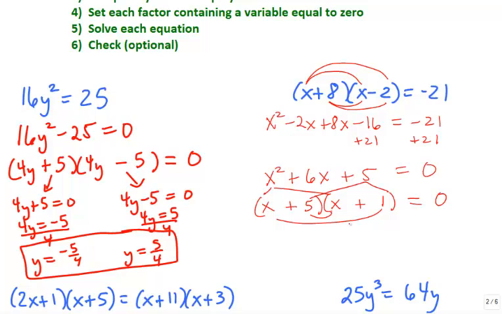Now don't stop here. Don't stop once you factored it, because this was an equation. So to get the solutions to the equation, now you have to set each of these factors equal to 0. And you should get two solutions. So when I subtract the 5 over, we're going to get negative 5, and when I subtract the 1 over, we're going to get a negative 1. So notice the opposite signs here. The factor had x plus 5, but the solution was negative 5, and this factor had x plus 1, but the solution was negative 1. So here are my two solutions.